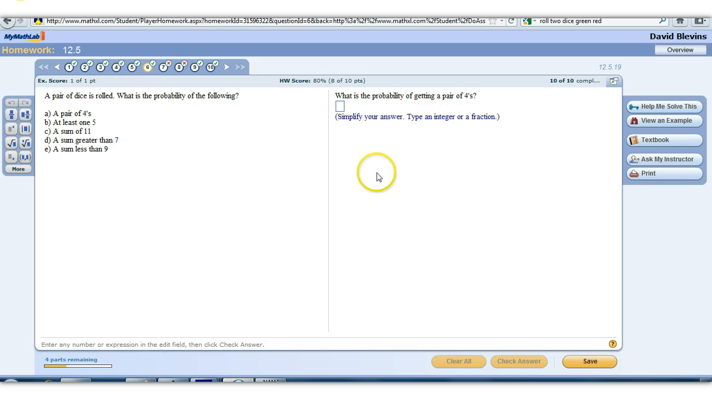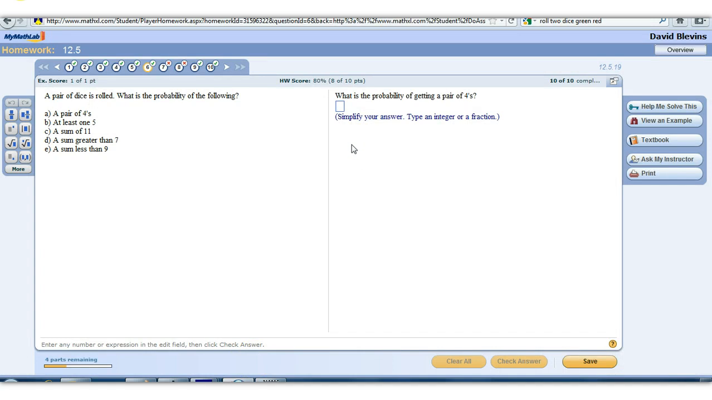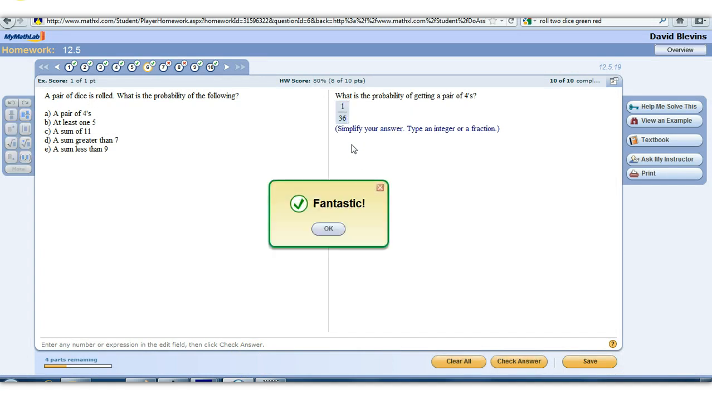All right, this first question asks us, what's the probability we get a pair of fours? Well, where are they? That's the only pair of fours that we have here that are possible, those two right there. And that's one outcome out of all 36 possible outcomes. So using that classical approach, that's 1 out of 36 for the pair of fours.